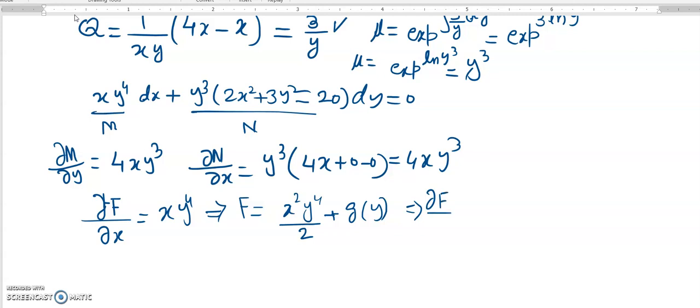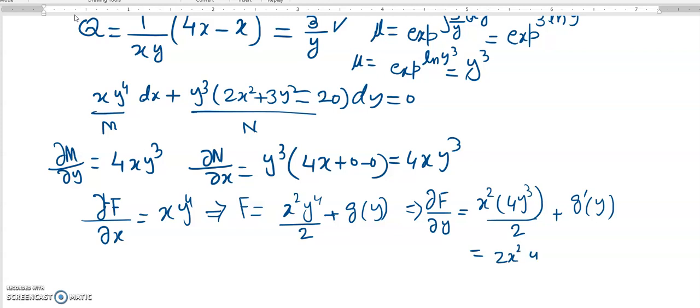Next step, you take the partial derivative of this function f with respect to y. The y power 4 will become 4y cubed, so x square 4y cubed over 2, plus g prime, the derivative of g. This will be simplified to 2x square y cube plus g prime y.